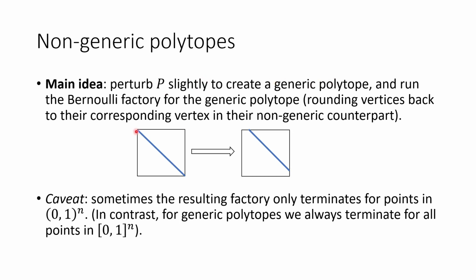For example, you take this non-generic polytope formed by this line segment here, and perturb it a little bit to get this generic polytope formed by this line segment. Once you have a generic polytope, you can run the Bernoulli factory for the generic polytope, outputting one of the vertices of the generic polytope.